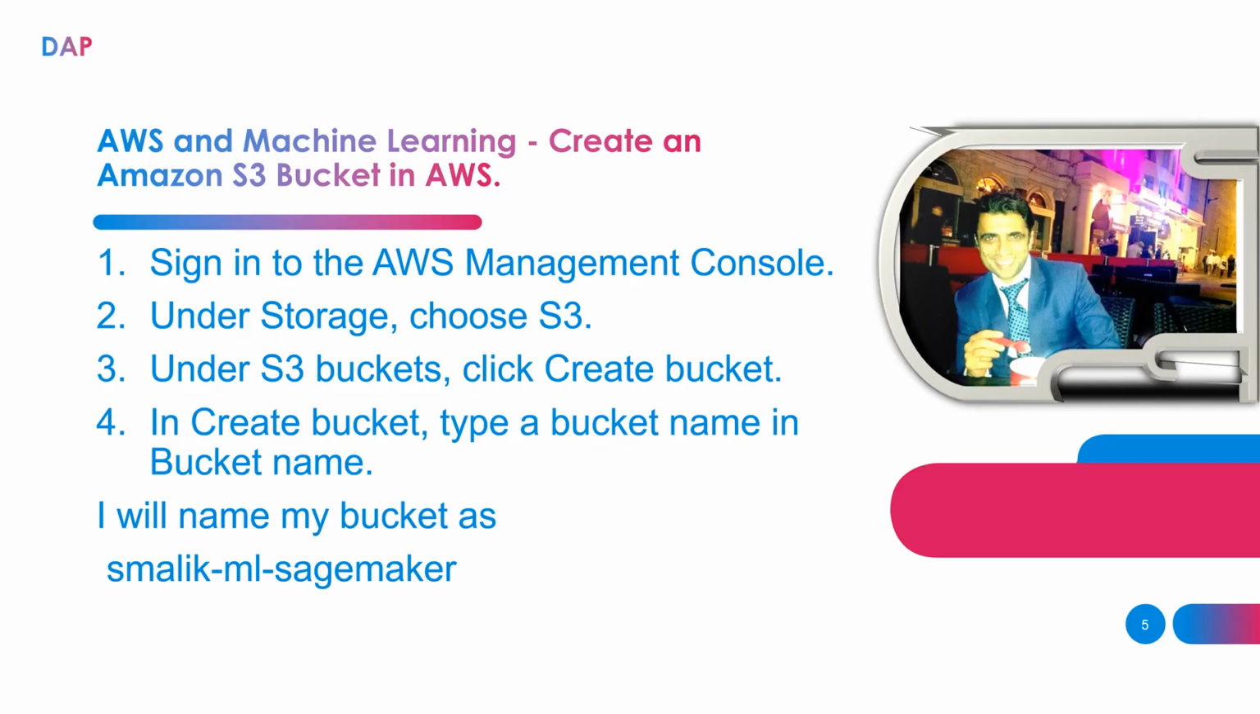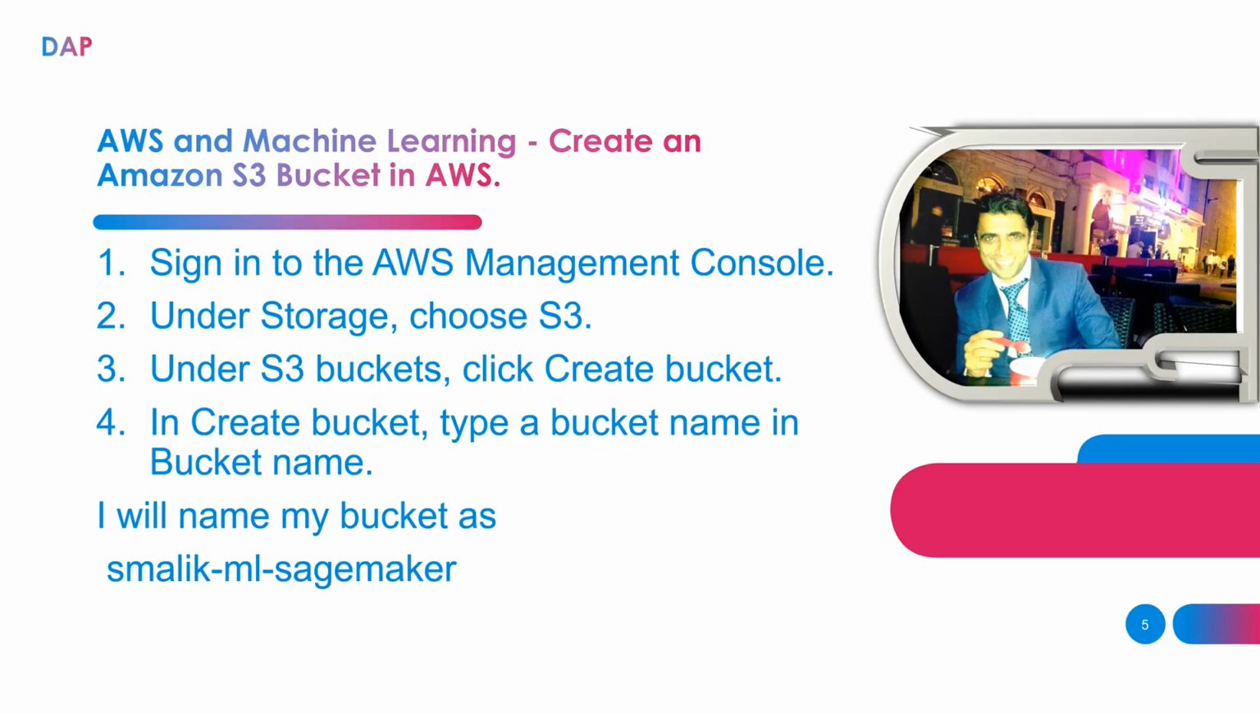Well, to create an Amazon S3 bucket in AWS, the roadmap is we need to sign in into AWS Management Console, and from there onwards we'll find storage and choose S3. And once we do so, under step number 3, under S3 buckets, we click create bucket, and in create bucket we type the name of the bucket. I will name my bucket smalik-ml-sagemaker, and you can choose as per your requirements.